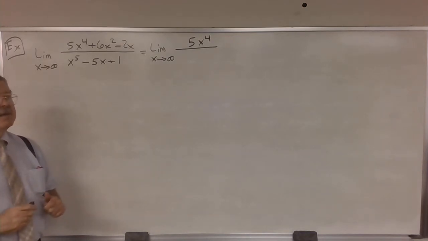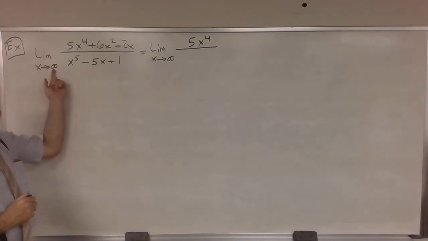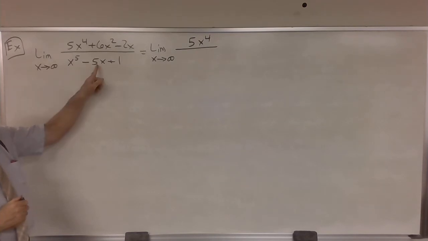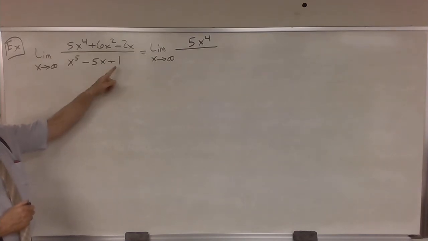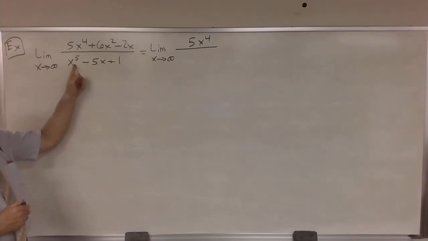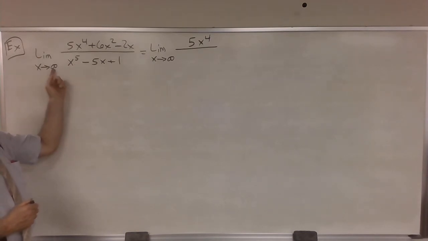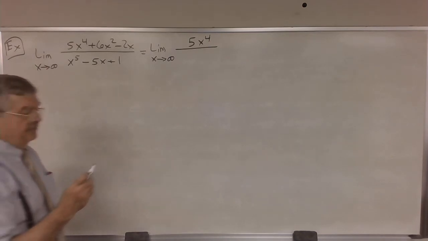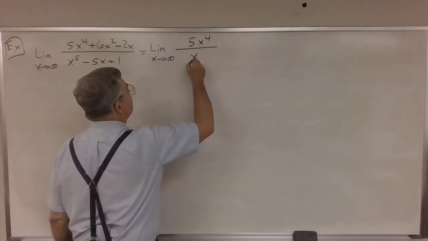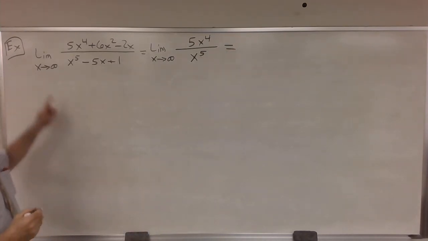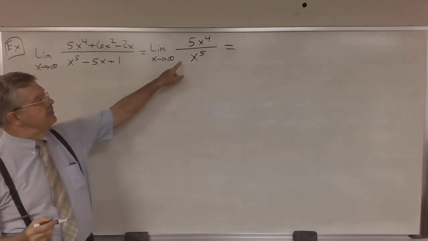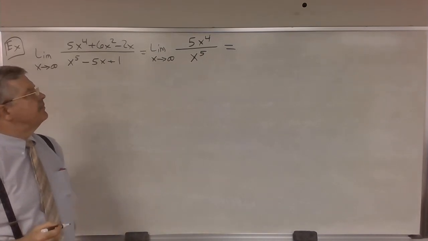Now, what about the denominator? As x goes to infinity, 5x is insignificant compared to x to the fifth, and 1 is insignificant compared to x to the fifth. So as x goes to infinity, the denominator looks like x to the fifth. So as x goes to infinity, this is really what our function looks like.